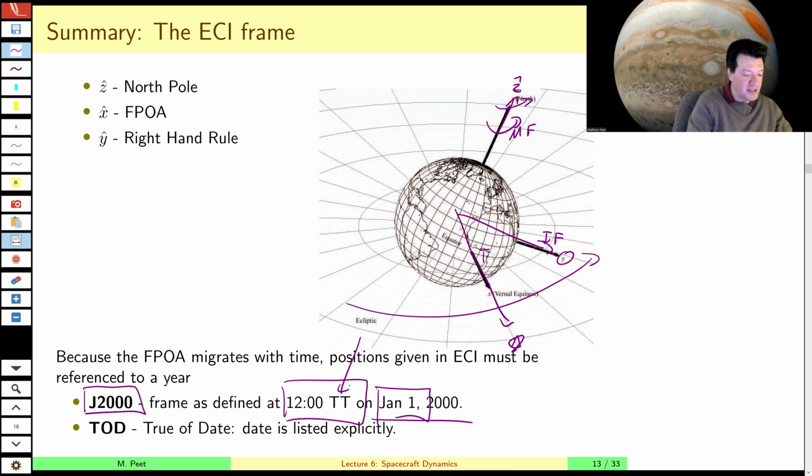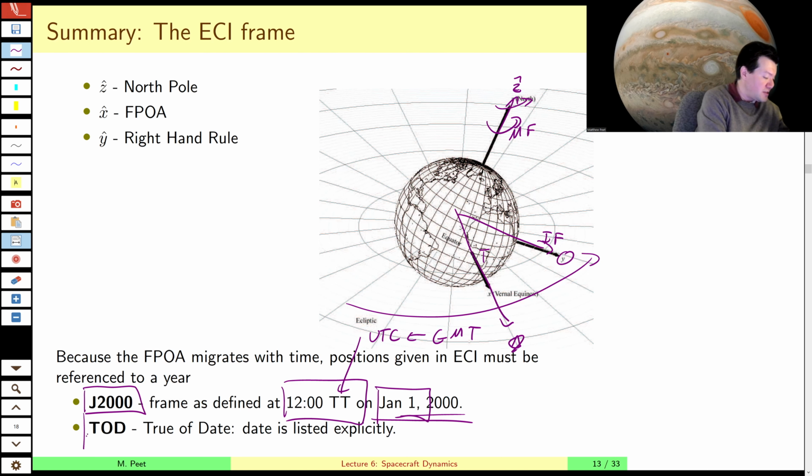And then terrestrial time is sort of a more accurate version of UTC, which is a replacement for GMT. So it's noon at GMT essentially at 12 o'clock on January 1st, 2000, where that intersection occurred. Right. So yeah, that's the definition of J2000.